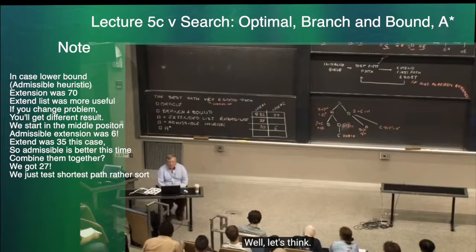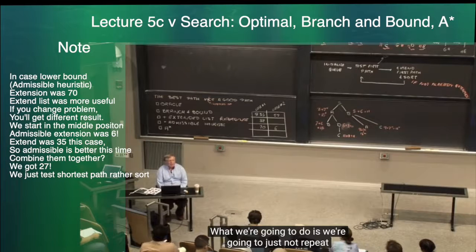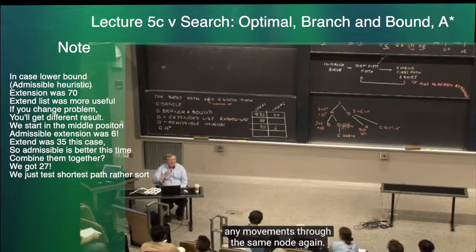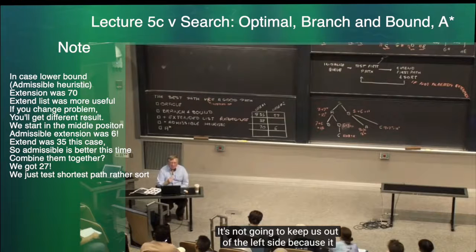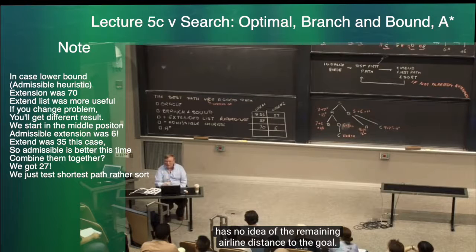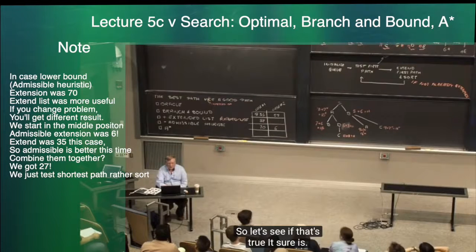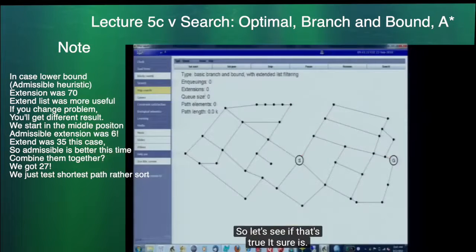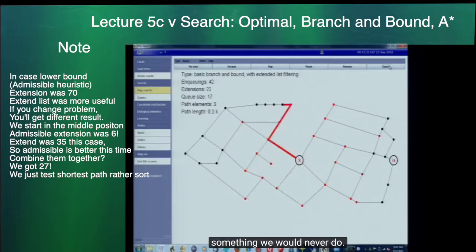Well, let's think. What we're going to do is just not repeat any movements through the same node again. But it's not going to do something very important for us. It's not going to keep us out of the left side, right? Because it has no idea of the remaining distance, the airline distance to the goal. So let's see if that's true. Well, it sure is. Look at that. It is foolishly spending a lot of its time doing something we would never do, namely looking over there on the left side.